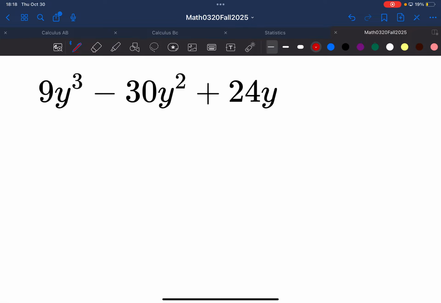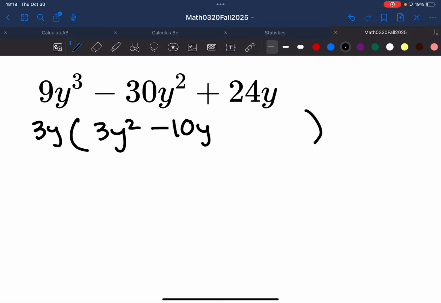Okay. So what did you guys get for the GCF? 3y. Good. 3y. So 3 because 3 can divide into 9, 30, and 24, and they each have a y. So when we do that, what's left over? 3y squared minus 10y plus 8. Perfect.